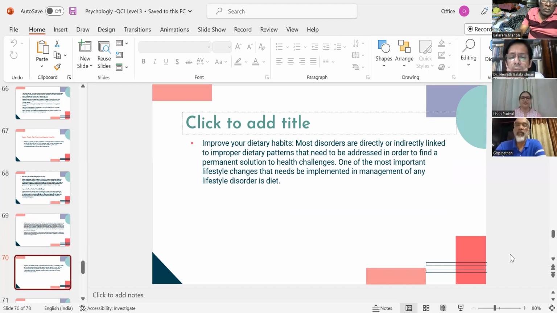Improper dietary patterns need to be addressed in order to find a permanent solution to health challenges. One of the most important lifestyle changes that need to be implemented in the management of any lifestyle disorder is diet.